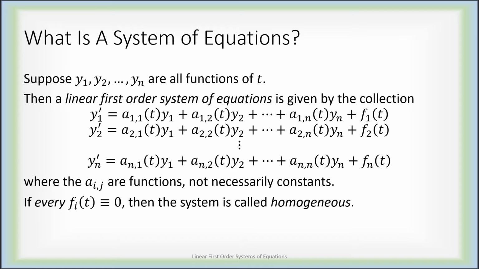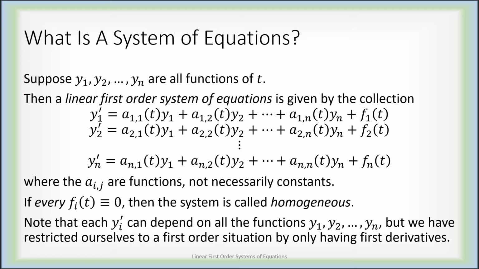Now, if every fi is 0, in other words, if all the forcing functions are 0, it's called a homogeneous system. Okay? It's not enough for some of them to be 0. In order to call this a homogeneous system, you need every one of these forcing functions to be 0. Notice that the yi primes can depend on the y1 through yn, but not their derivatives and not second derivatives, etc. Okay, so we have a linear first order system here.